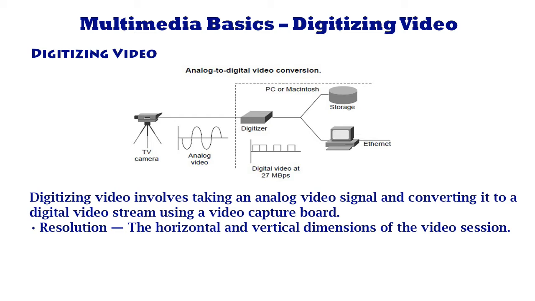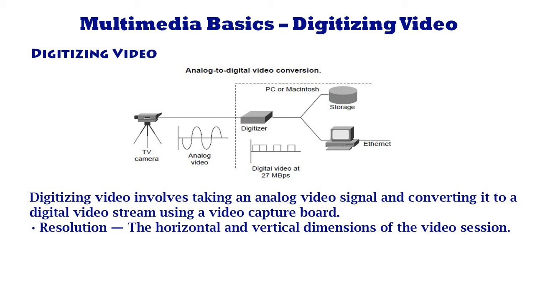When capturing and digitizing video, the components which are critical are: 1. Resolution. The horizontal and vertical dimensions of the video session. A full screen video session is typically 640 by 480, that is 640 horizontal pixels by 480 vertical pixels. Full screen video uses these dimensions because it yields the 4:3 aspect ratio of standard television.